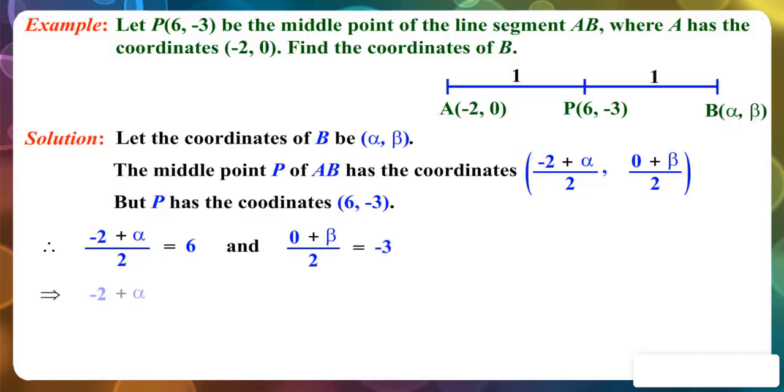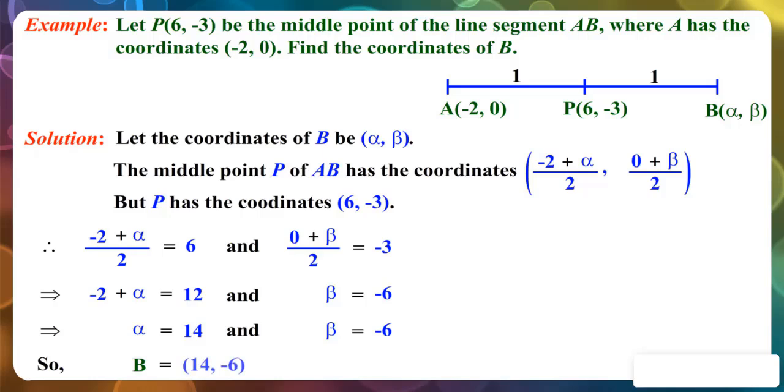This implies -2 plus alpha is equal to 12 and beta is equal to -6. This implies alpha is equal to 14 and beta is equal to -6. So coordinates of B are (14, -6).